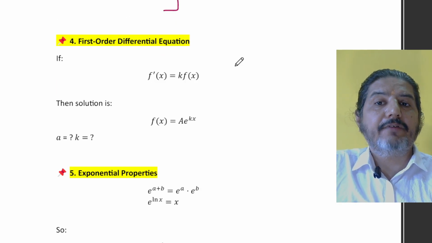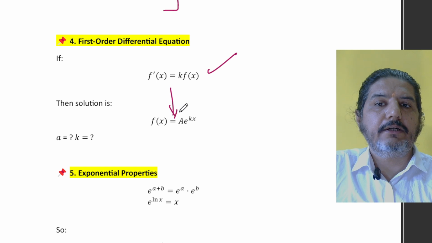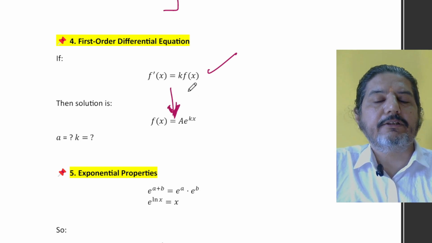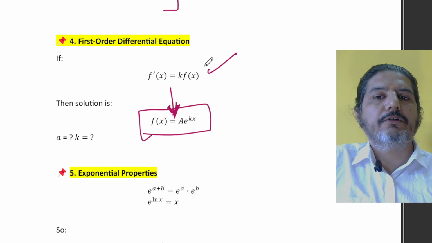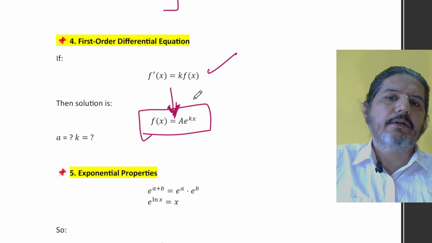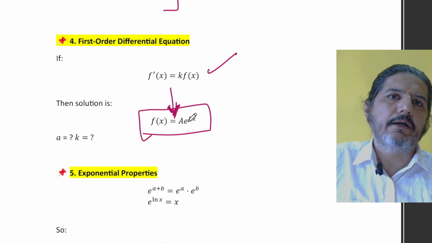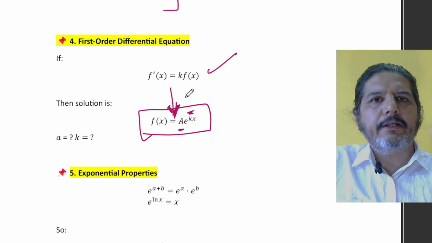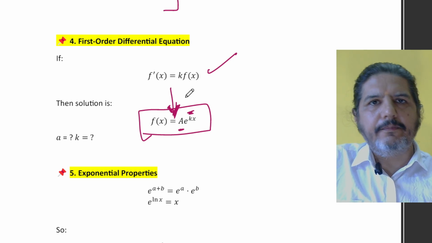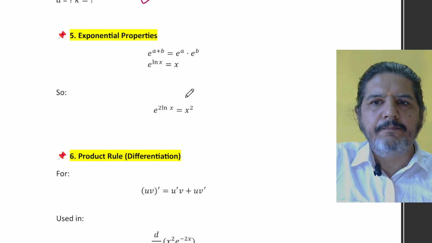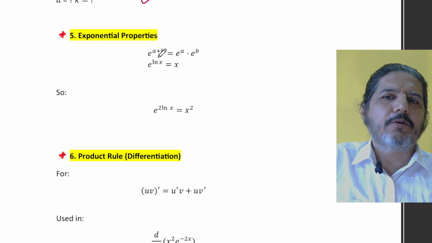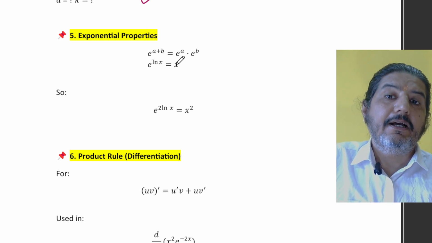And this is the first order differential equation. This is what I used, and I told you that you can have a look at your textbook and you'll realize this is the solution of this differential equation. Whenever you see an equation like this, you have to find the value of a and k, and a and k basically are found using the conditions which are given in the question initially. Then we used these exponential properties, e raised to a into e raised to b. This is very critical to understand.